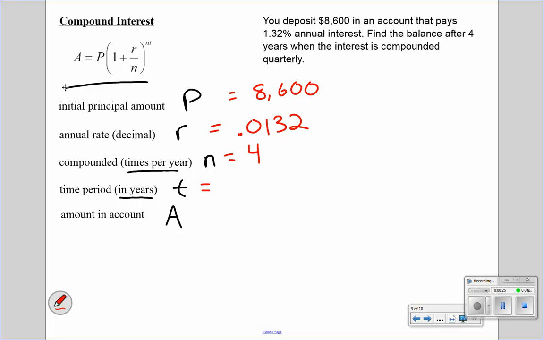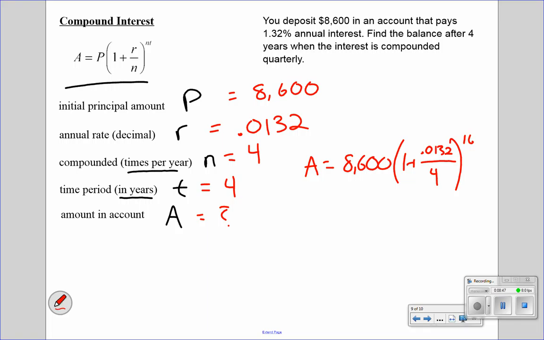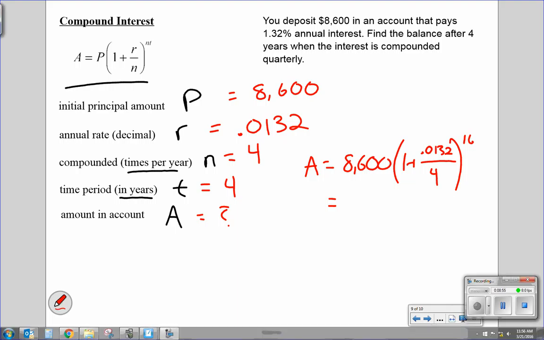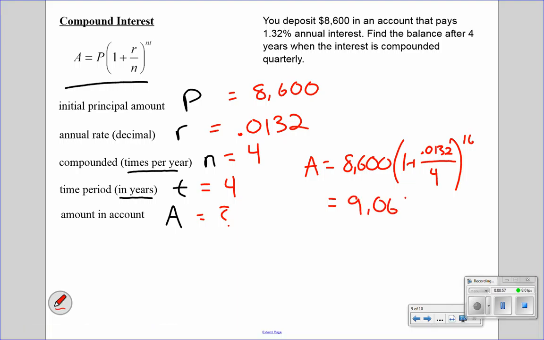T is the number of years that we leave it in the bank. This is also 4, so it says it's in the bank for 4 years. And A is what we're looking for. So we can write A equals 8,600 times 1 plus 0.0132 over 4 raised to the 16th power, because that's n times t, which is 4 times 4, which is 16. Now when we do this, we get $9,065.49.